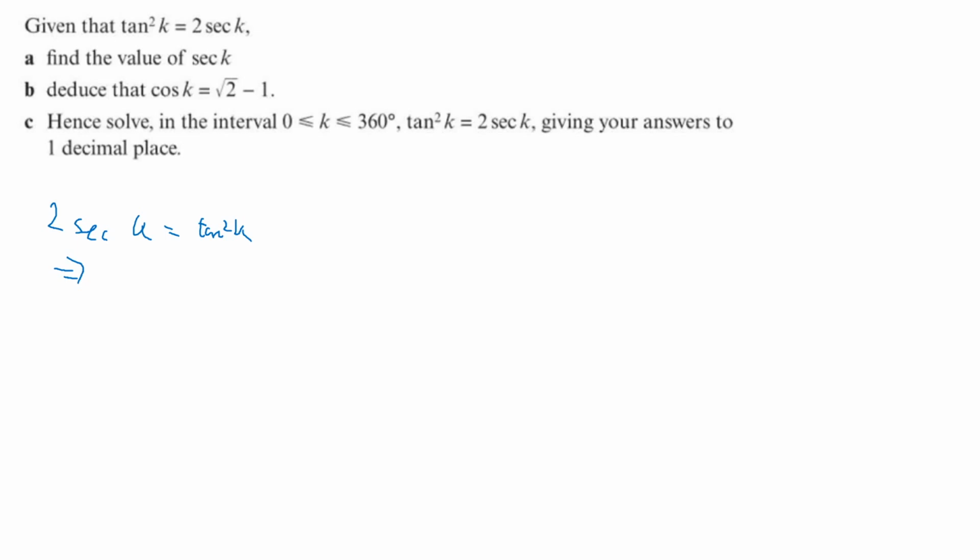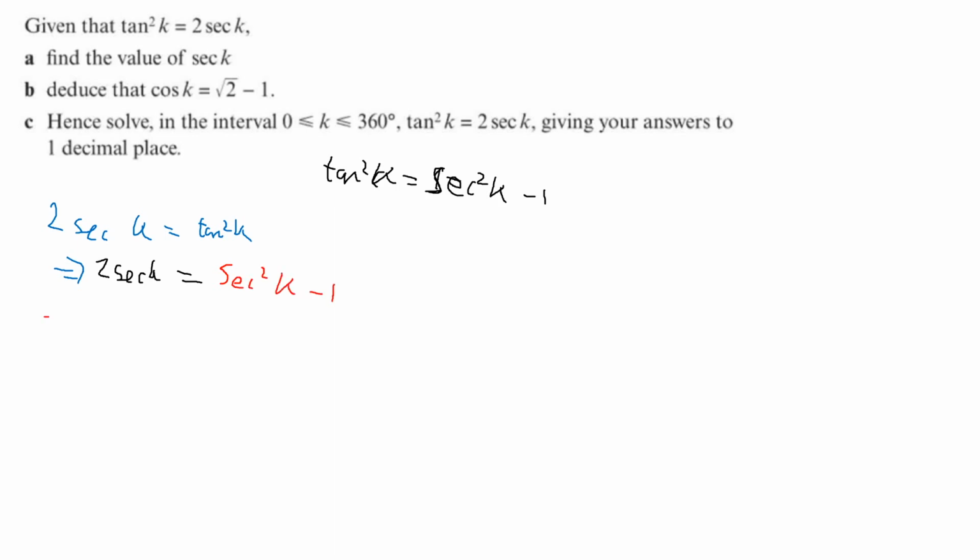what did we say before? That tan squared k is going to be sec squared k minus 1. So therefore, we can say that 2 sec k is equal to, and then we're using this formula here, sec squared k minus 1.